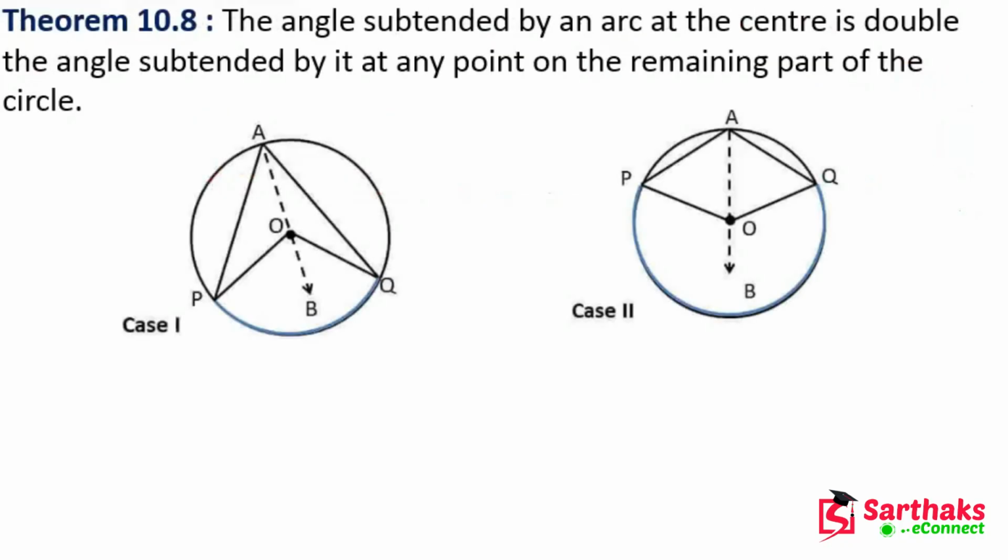So now, my dear friends, let's see the theorem. Here is theorem 10.8. This theorem states that the angle subtended by an arc at the center is double the angle subtended by it at any point on the remaining part of the circle.